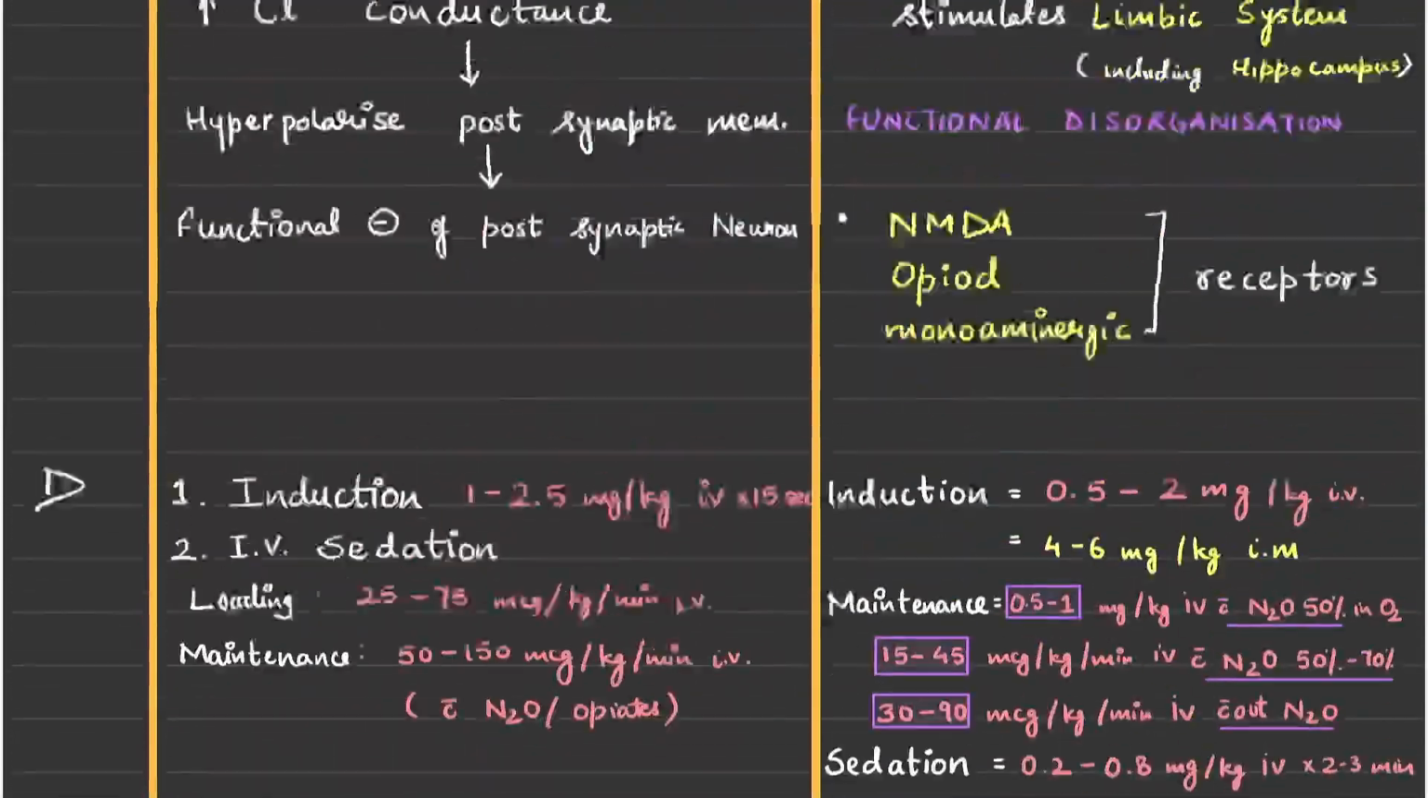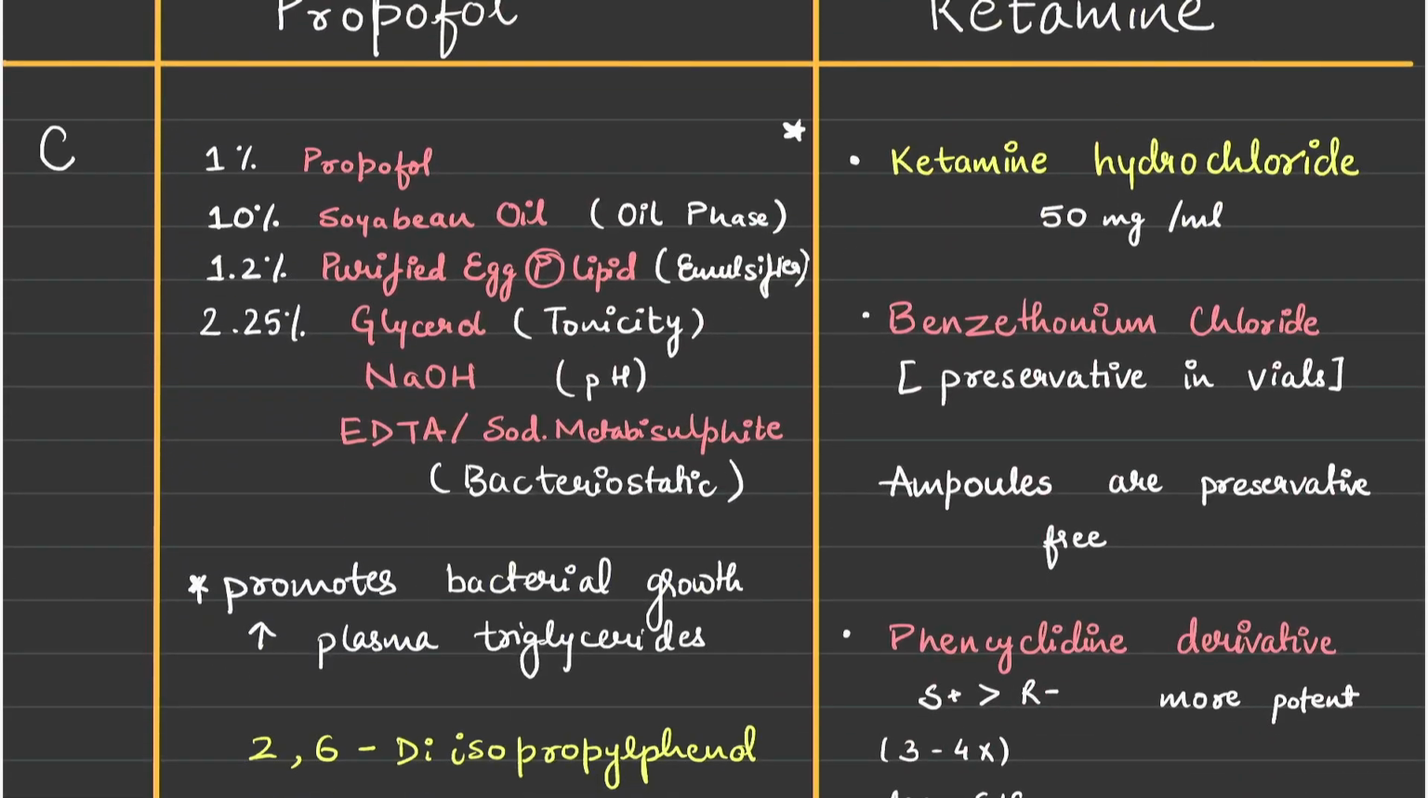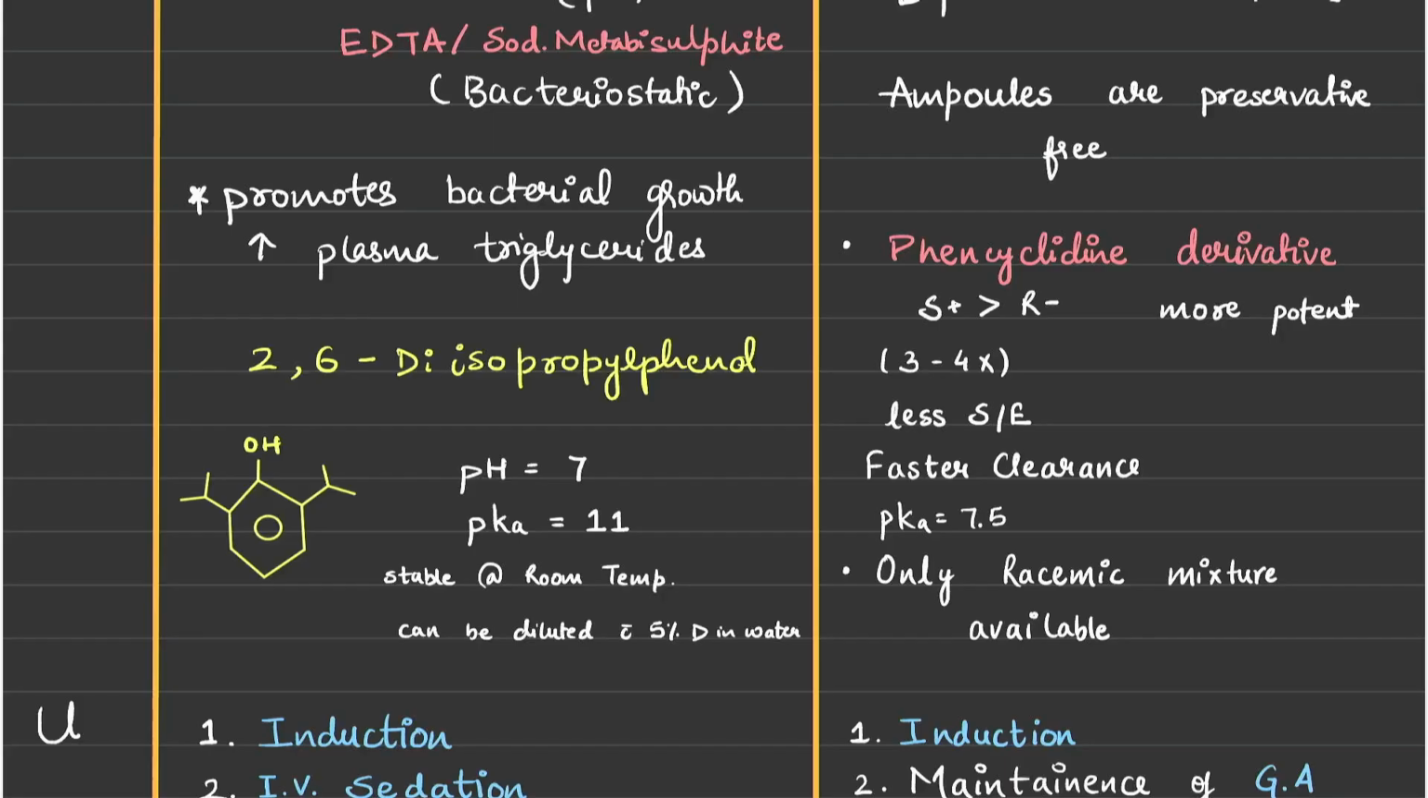So talking about ketamine, ketamine is present as ketamine hydrochloride with a concentration of 50 mg per ml. It has a preservative, benzethonium chloride, in vials. Ampules are preservative free. Ketamine is a phencyclidine derivative. It has two isomers, S and R. S is better. We have to just remember that S is better as compared to R.